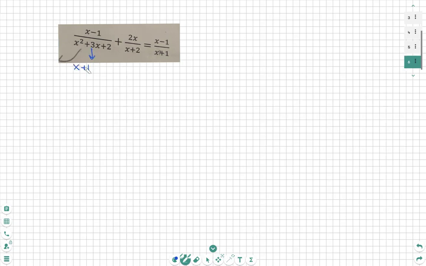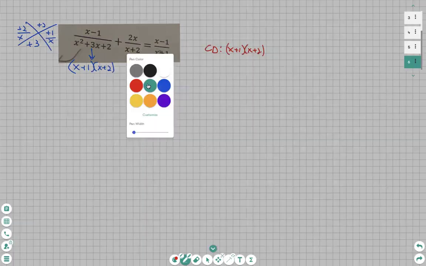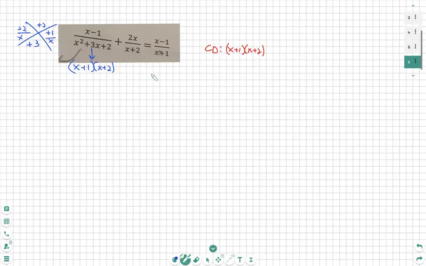We can see that this will factor to (x + 1)(x + 2) using guess and check, or you can use the x method on the side. Really quickly, you can see (x + 2)(x + 3) all over (x + 1)(x + 2). Next, we write our common denominator, which is (x + 1)(x + 2).